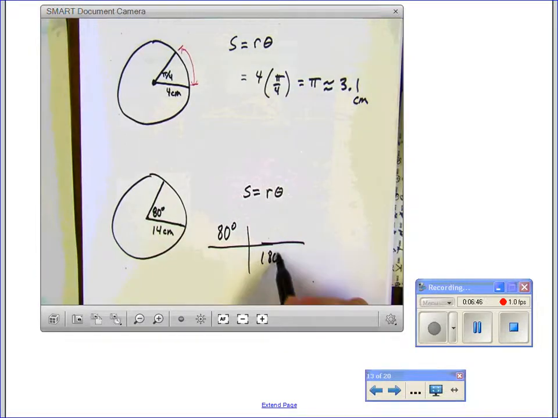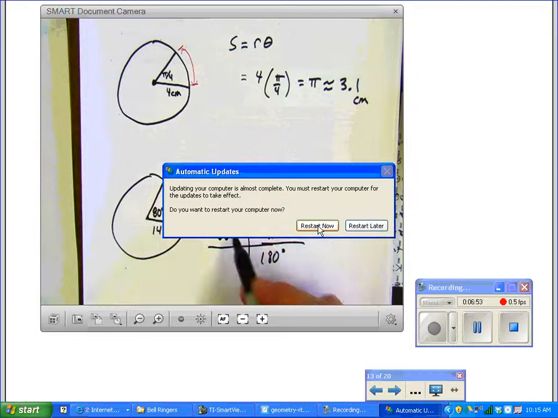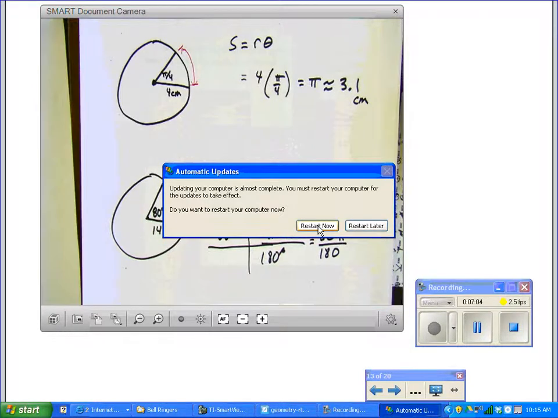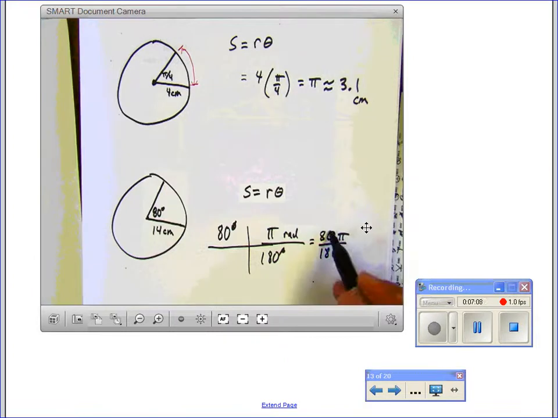Other way around then. The pi goes on top, so the degrees cancel. Now this would give me 80 pi over 180. Now we could reduce it here. So that would be 4/9, so 4 pi over 9.